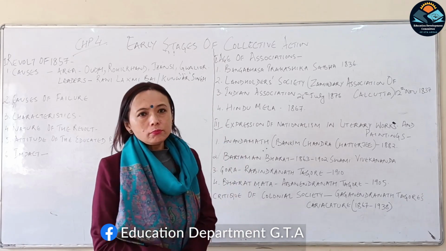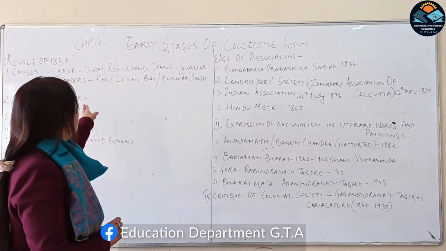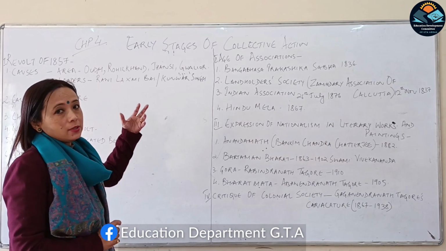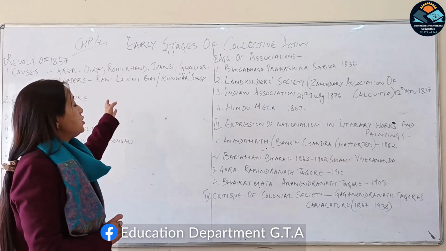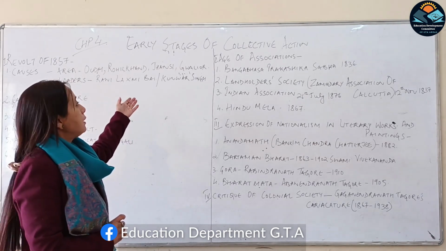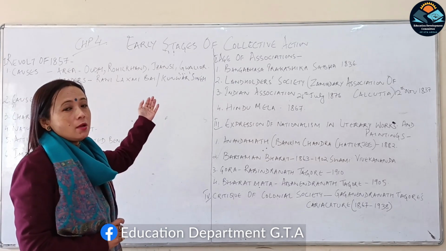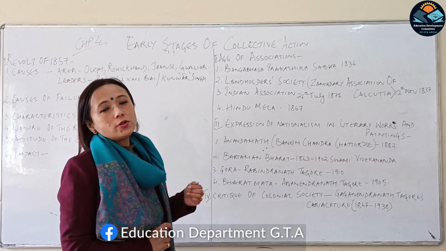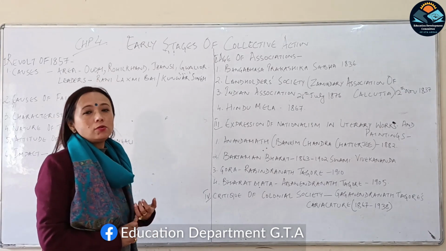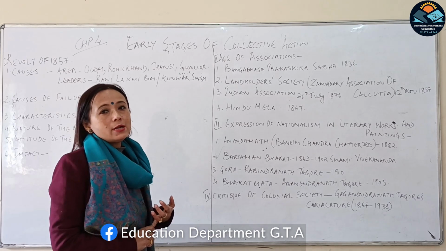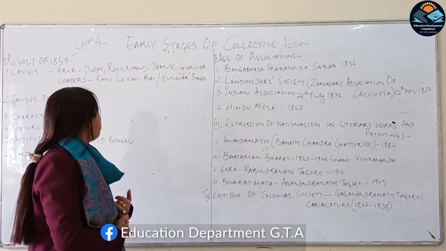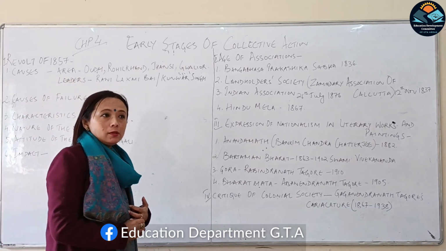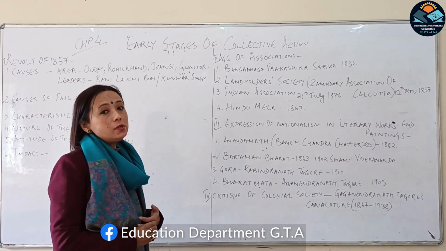Now, regarding the area, where did it spread? It spread to Oudh, Rohilkhand, Jhansi, Gwalior. These were some of the places. And the leaders of the revolt of 1857, as you all already know, were Rani of Jhansi, Rani Lakshmi Bai, Kunwar Singh, Tatya Tope, Nana Sahib. They were some of the leaders.